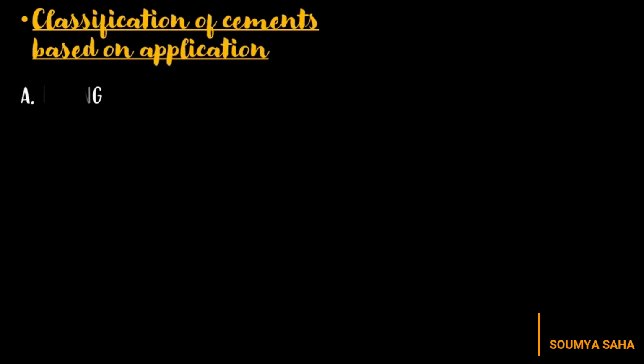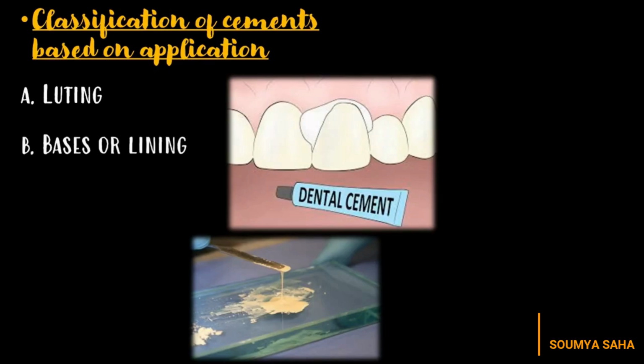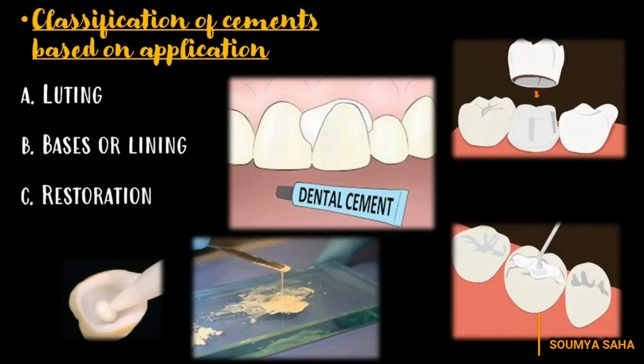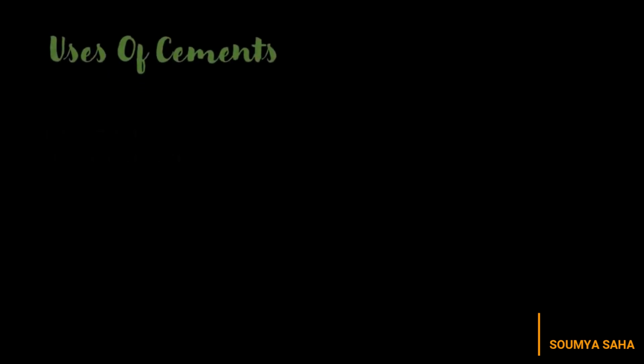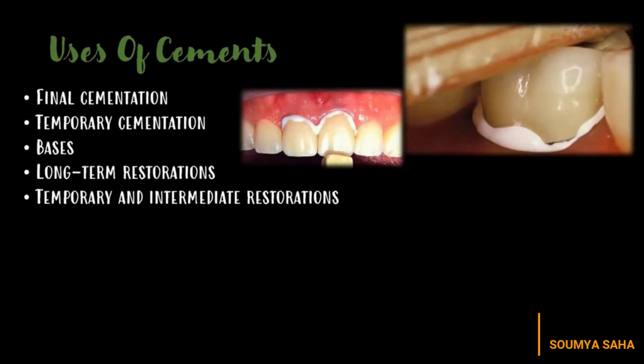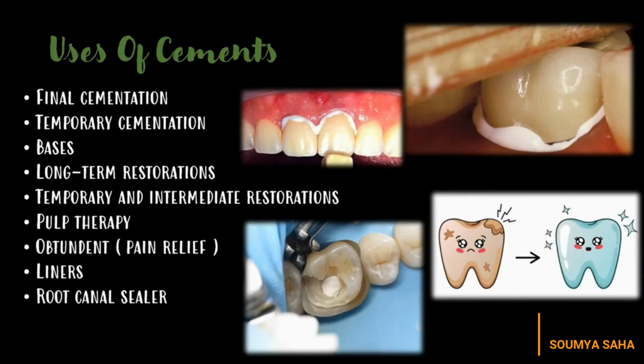Based on their application, the cements are classified into luting, basis or lining, and restorative cements. Cements are used for final cementation, temporary cementation, basis, long-term restorations, temporary and intermediate restorations, for pulp therapy, for dental pain relief, and they are also used as liners or root canal sealers.